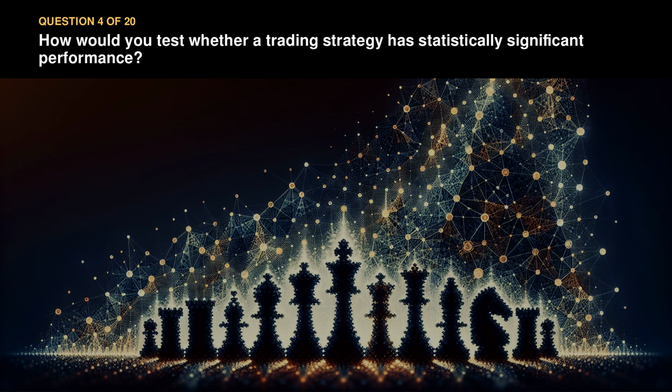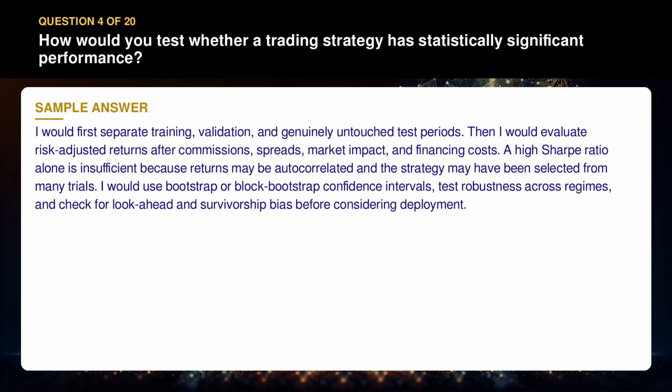Question 4. How would you test whether a trading strategy has statistically significant performance? I would first separate training, validation, and genuinely untouched test periods. Then I would evaluate risk-adjusted returns after commissions, spreads, market impact, and financing costs. A high Sharpe ratio alone is insufficient because returns may be autocorrelated and the strategy may have been selected from many trials. I would use bootstrap or block bootstrap confidence intervals, test robustness across regimes, and check for look-ahead and survivorship bias before considering deployment.